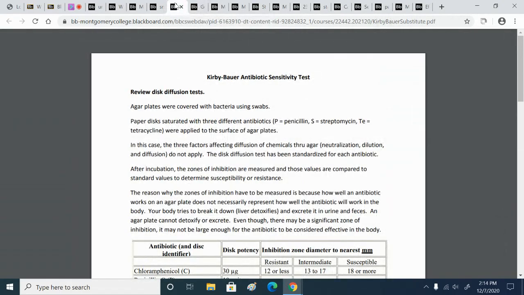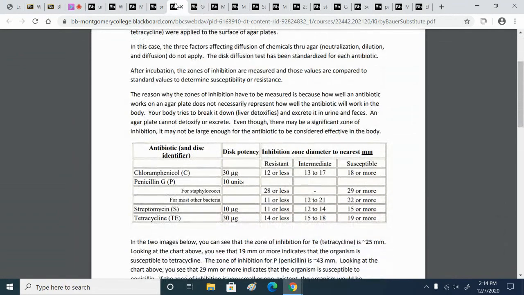The other disk diffusion test we did was the Kirby-Bauer antibiotic sensitivity test. In this case, we don't have to worry about neutralization, dilution, or diffusion because the antibiotics are standardized. But when it comes to the zone of inhibition, we do have to measure the diameter of the zone of inhibition, because there are some other issues we have to take into account. The issue has to do with how your body deals with the antibiotic versus how an agar plate does. So what does your body try to do to antibiotics?